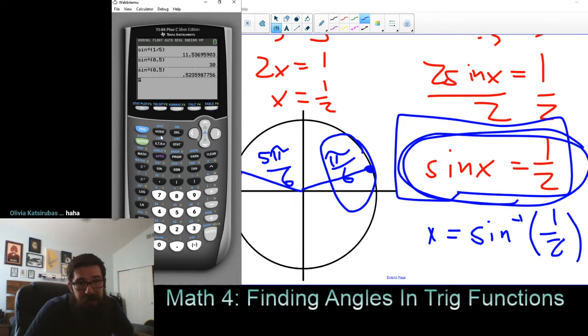Hey, what is that number? Hold on, let me type pi divided by 6. Hey, it's the same number, right? So it's telling you in radians, it's pi over 6 radians is where that happens. It's never going to give you the 5 pi over 6. You've got to be a little smarter than the calculator.